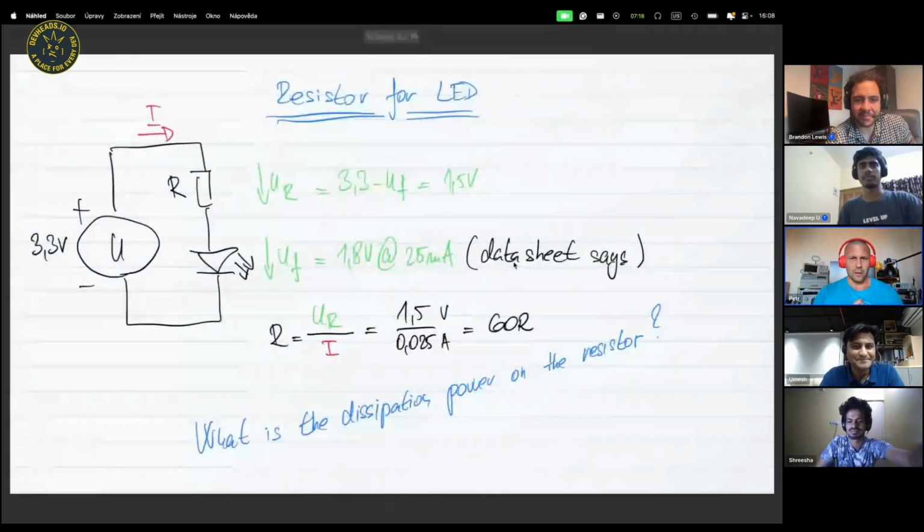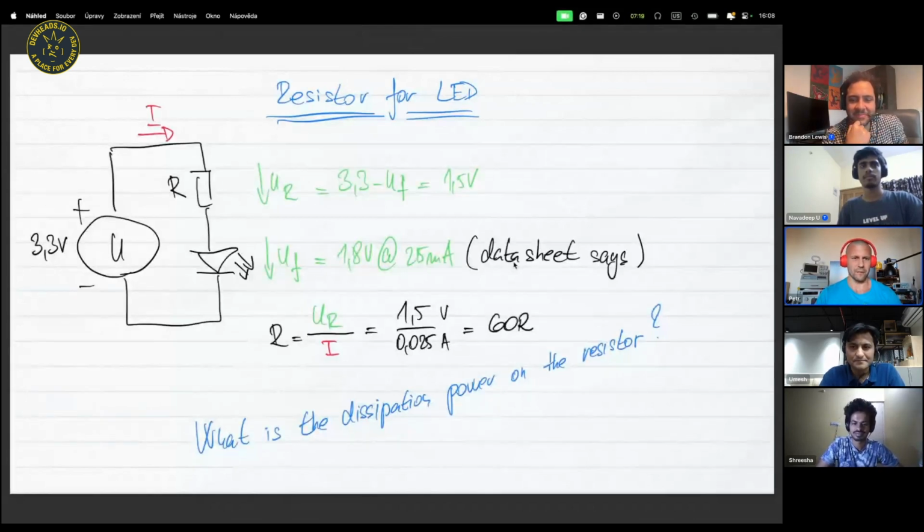So, stage 1: resistor for an LED. Very common thing. We all started with some LEDs, some blinking, some lights, some bulbs. Let's say we have a power voltage source of 3.3 volts, which is the common voltage of today's electronics, microcontrollers, Raspberry Pi, Arduino, something like this. We have a resistor in series with the LED.